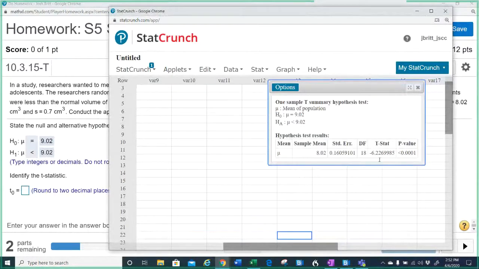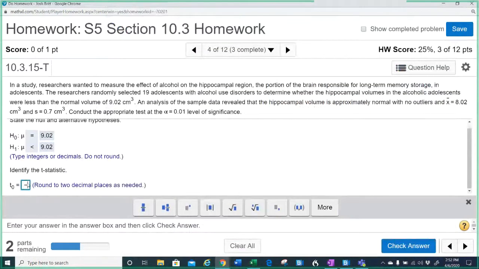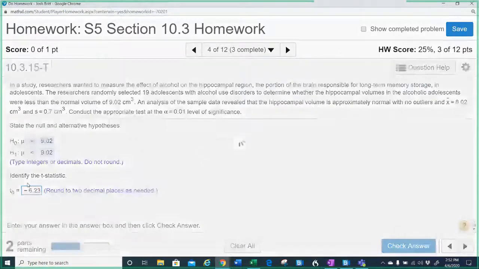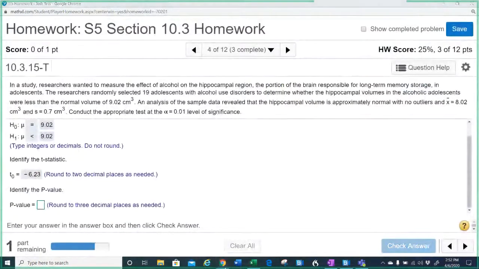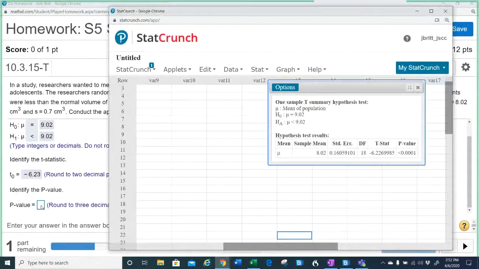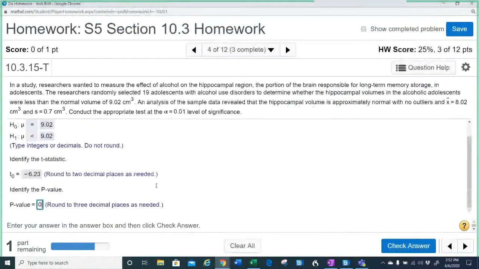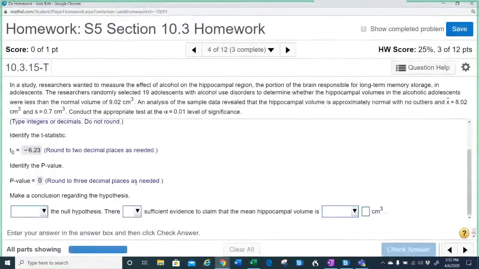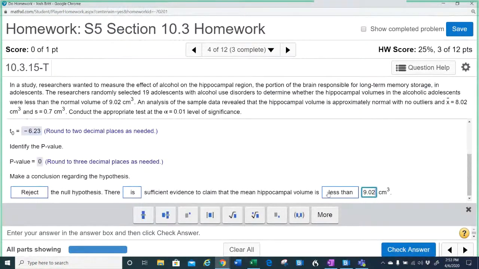Test statistic, minus 6.23. P-value is, 3 decimals would be 0. It's really small. And so since it's small, we reject the null and there is sufficient evidence to claim that the mean hippocampal volume is less than the 9.02, which is the researcher's hypothesis.